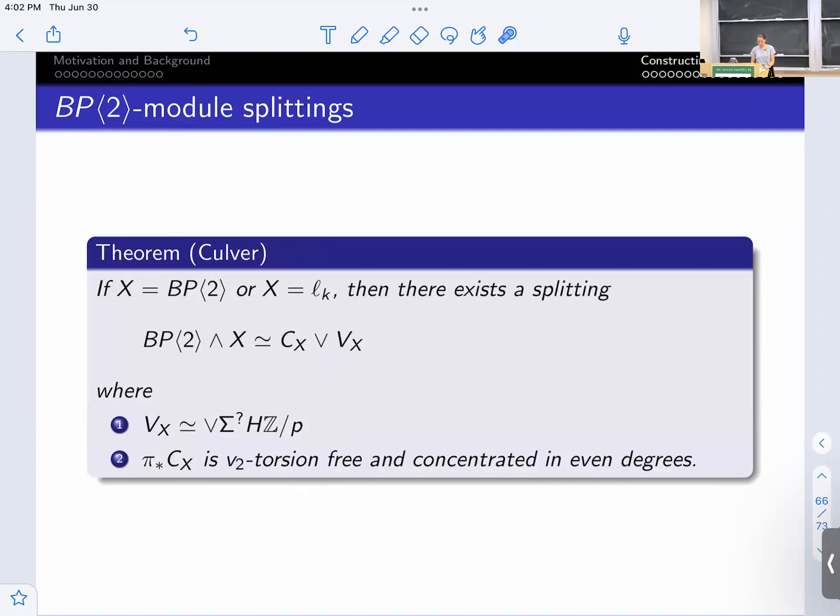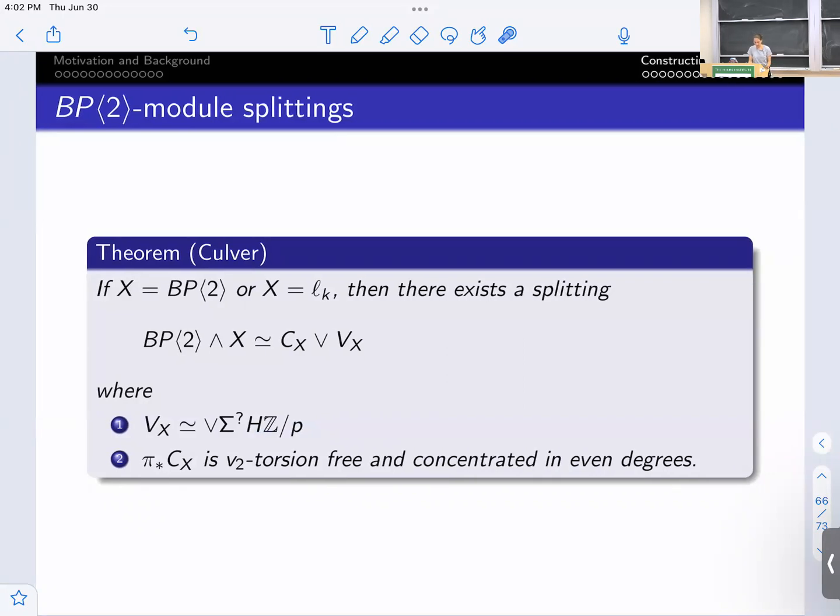It's a theorem of Culver's that if X is BP2, then there's going to be a splitting of BP2 smash BP2 into these 2 pieces with the following properties. This V here should be a sum of mod P Eilenberg-MacLane spaces. And this C here should be V2 torsion free and concentrated in even degrees. If you look at the paper, I think it's just stated for BP2 smash BP2, but BP2 smash LK is very immediate from that.